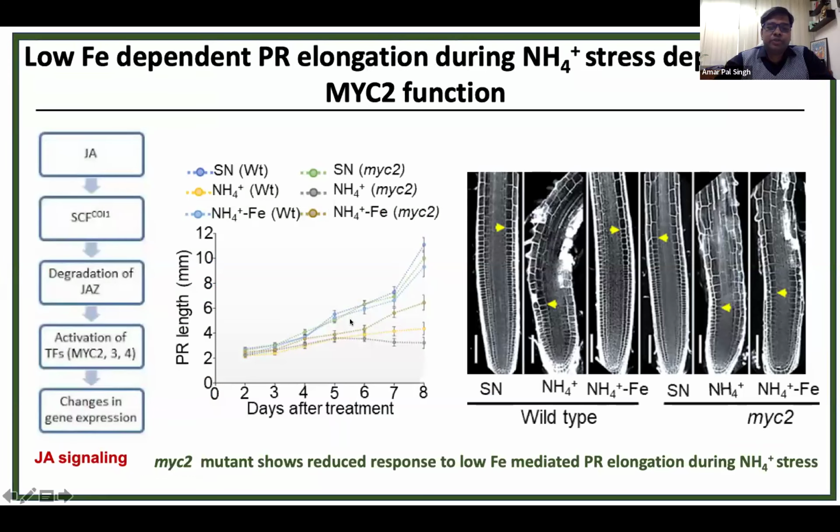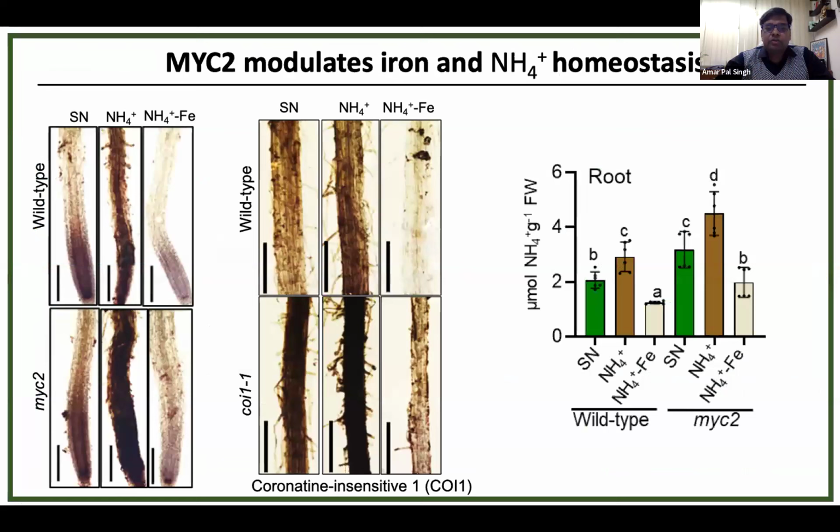So for this, we used the MYC2 loss of function mutant, and we can see that the loss of function mutant root length was less responsive to low iron mediated primary root elongation, and this is also associated with reduced meristem activity in the case of low iron condition as compared to the wild type. So this data led us to understand that it is MYC2 that is governing this root growth recovery under low iron condition. So now the question comes, how is this MYC2 governing this root growth?